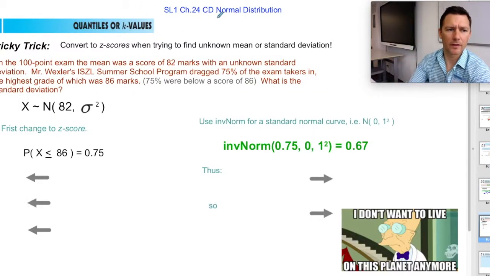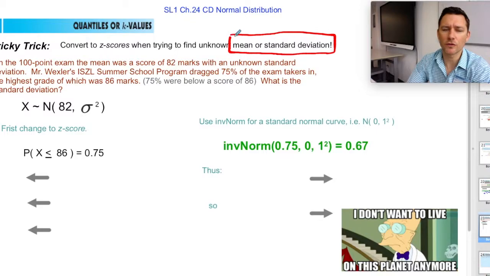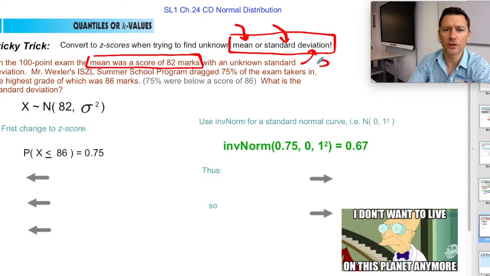Alright, so this is kind of like the culmination, the tricky part, converting raw scores to z-scores. It helps you find an unknown mean or standard deviation. So you're going to have to do this trick whenever you're looking at unknown mean and standard deviation. Here's the scenario. You've got a mean score on a test of 82 marks, unknown standard deviation, and we know that 75% of the scores are below an 86.